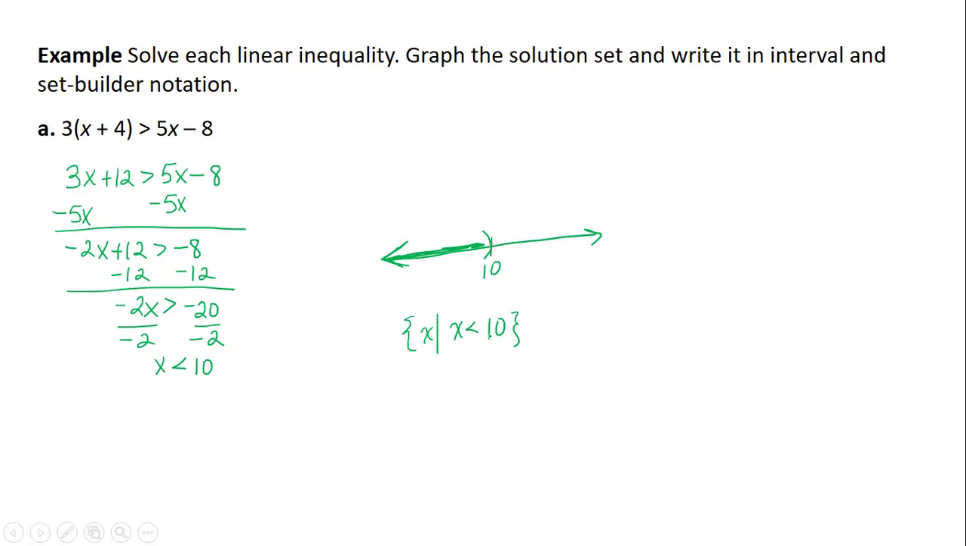For the interval notation, read the graph from left to right. There is no left bound to the solution set. We designate that as negative infinity. The right bound to our solution set is 10. So we write open parenthesis, negative infinity, comma, 10, close parenthesis.